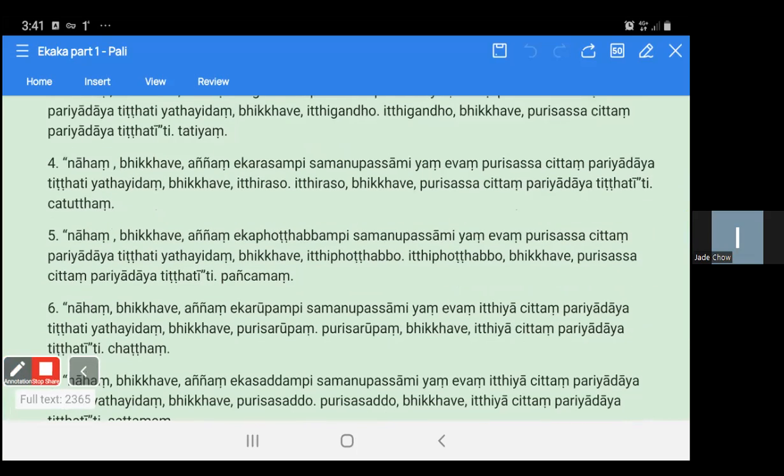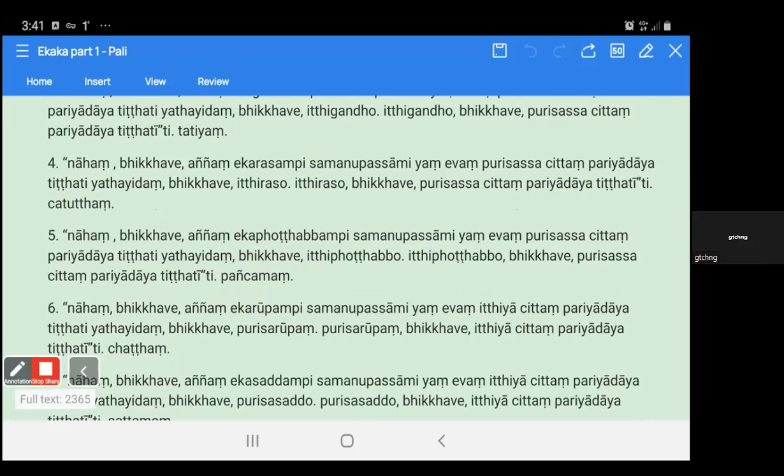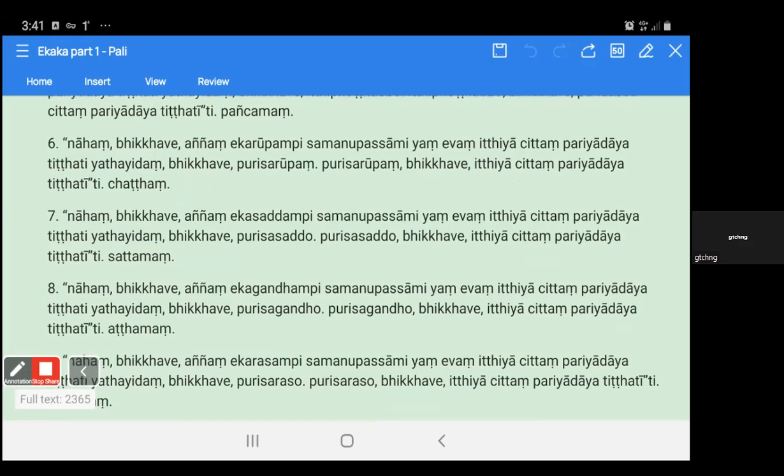Okay. Number 5, Pañcamam. Where do you see the Pañca? In the Pancasila, 5 precepts. Yes, Pancasila. Sila is also a Pali word, but I think it's also a Malay word, like sila. Actually, a lot of Malay words are adapted from Pali and Sanskrit.